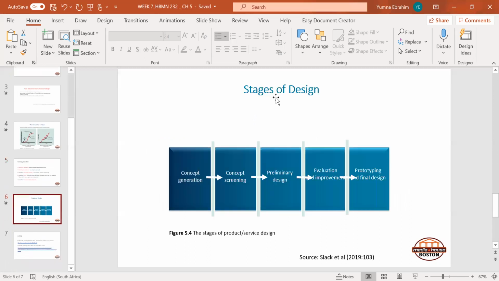Design goes through certain stages where you conceive an idea or a concept, you screen to see if it will work, and create a preliminary design. That's probably what Steve Jobs did with the first MacBook. Then evaluation: what is working, what's not working, what do we need to improve on, and then make a prototype and your final design before you go into mass production.